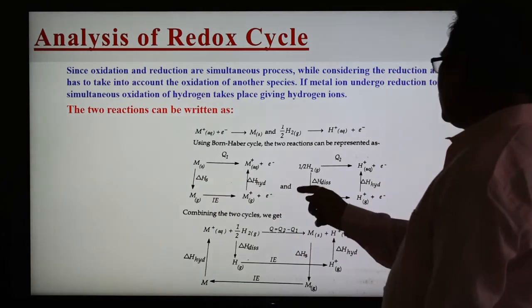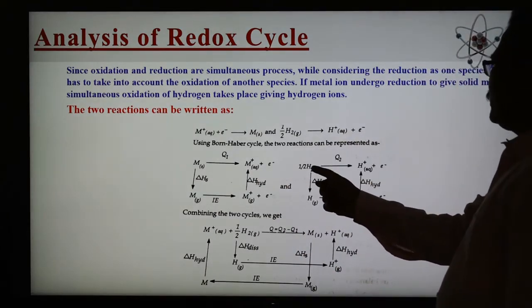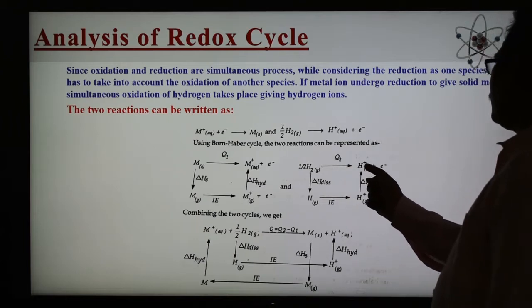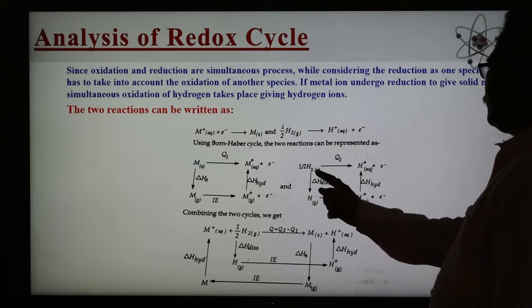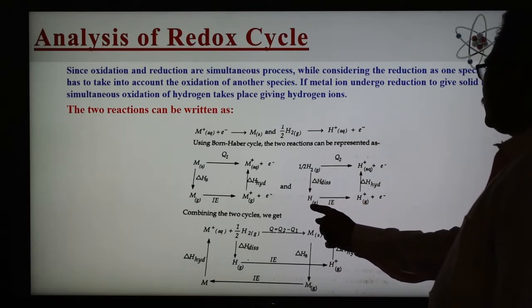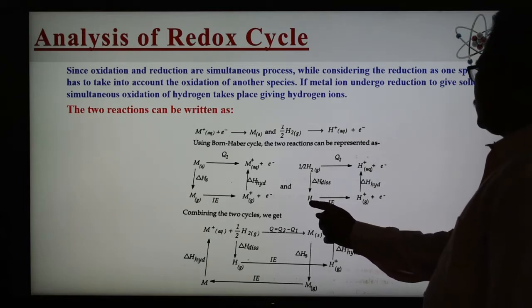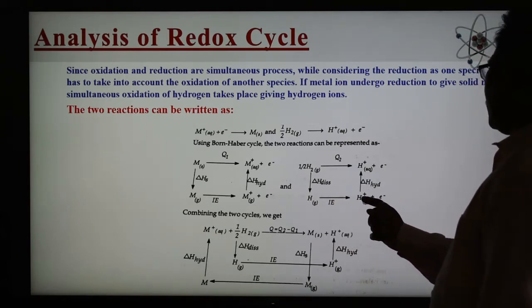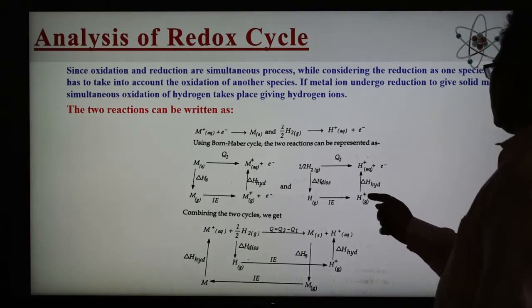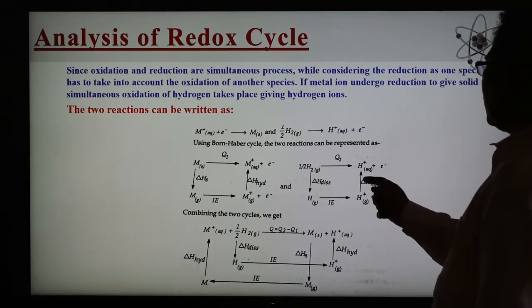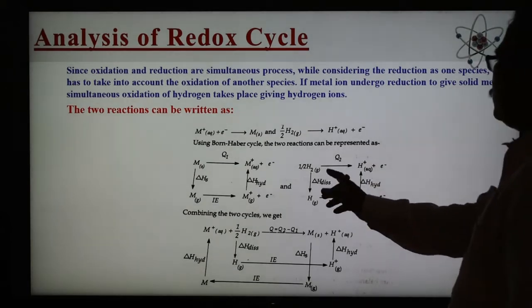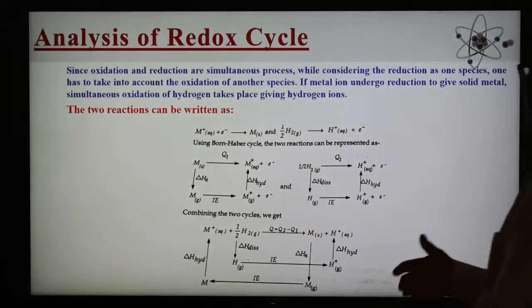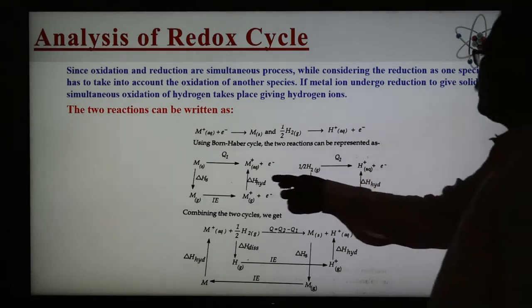Similarly, in the case of the second reaction, hydrogen gas is converted directly to the aqueous H plus ion by the loss of electrons, or this reaction can take place in three different steps. First, it is dissociated, forming hydrogen atoms, then it is converted into the gaseous hydrogen ion by the loss of electrons, and then it undergoes hydration, or solvation, forming the aquated H plus ion. So these are the two processes.